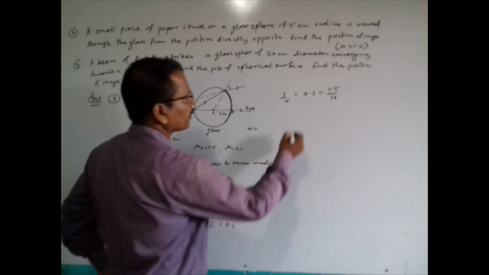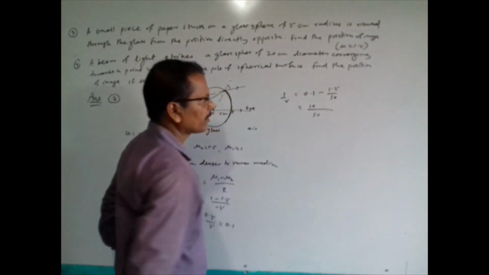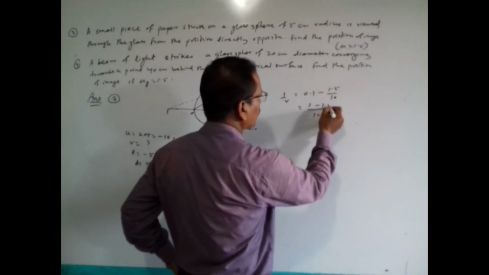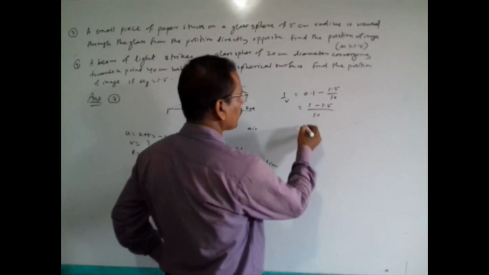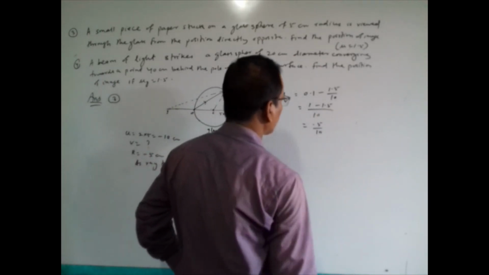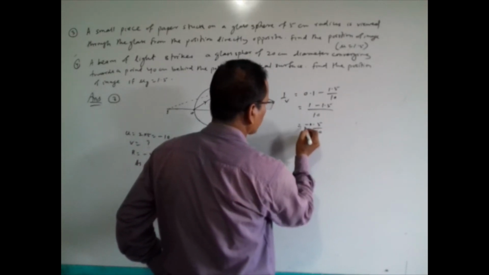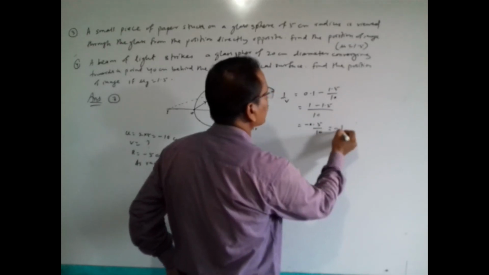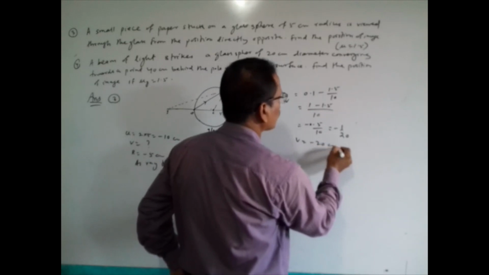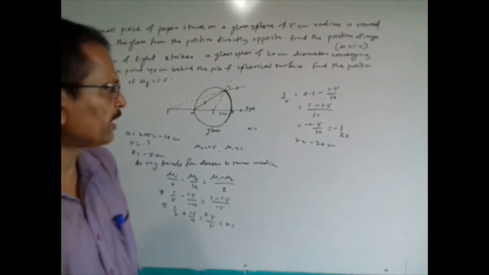Then take LCM 10. This is 1 minus 1.5, that is 0.5 by 10, minus 0.5 by 10, which means 1 by v is minus 1 by 20. So v is equal to minus 20 centimeter. V is equal to minus 20 centimeter.